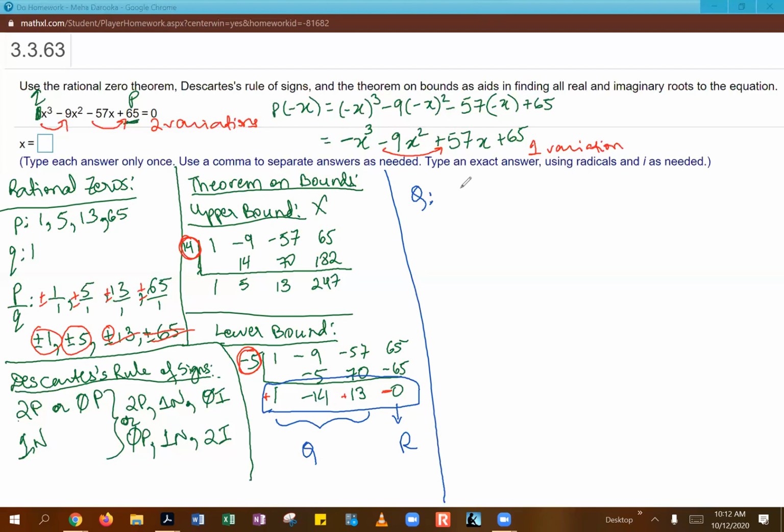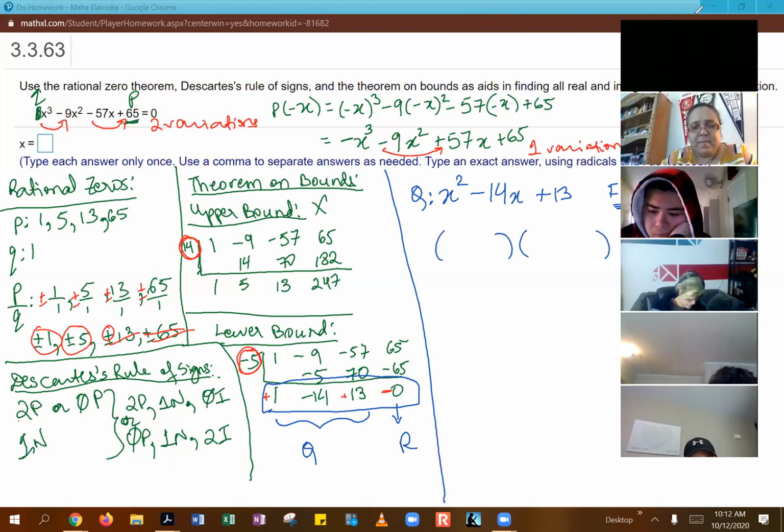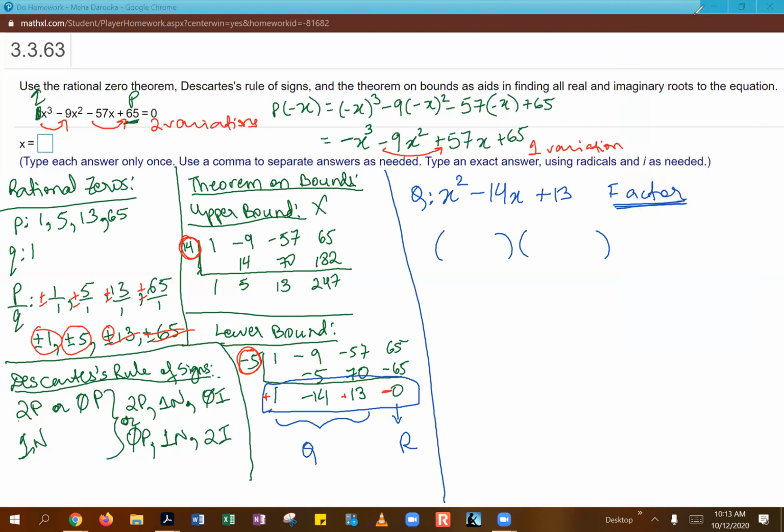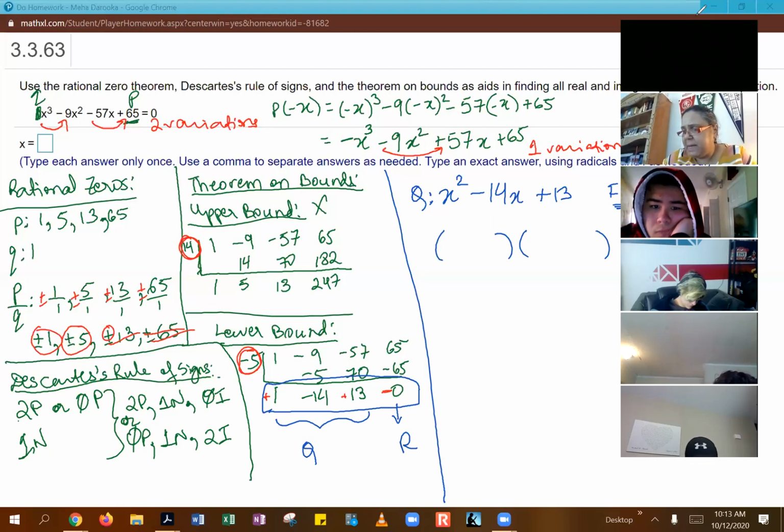So our quotient is, the original was a 3rd degree polynomial, so this is 2nd degree, x squared minus 14x plus 13, and now you can factor this. So what do you think this will factor into? I use the quadratic formula. Oh, you use the quadratic formula? Are we not able to factor this? What did you come up with for your answers, Brandy? My answer, I got negative 5, 1, and 13. Negative 5, 1, 13. Okay.